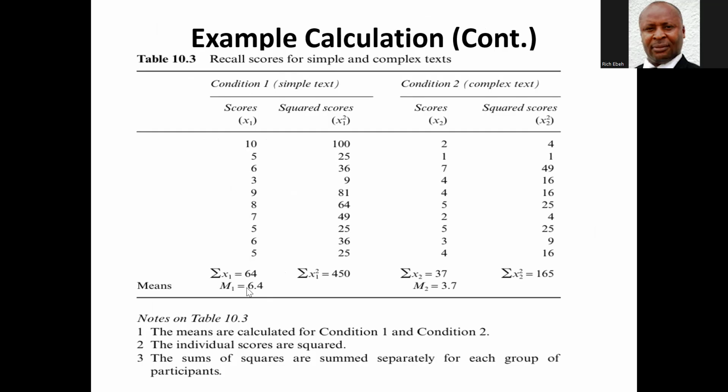So if you go back to the table here, you see that our mean 6.4 is well above 3.7 for condition 2. So we can conclude that the condition 1 mean is significantly higher than the condition 2 mean. So what this simply means is that reading simple text improves recall compared to reading complex text.